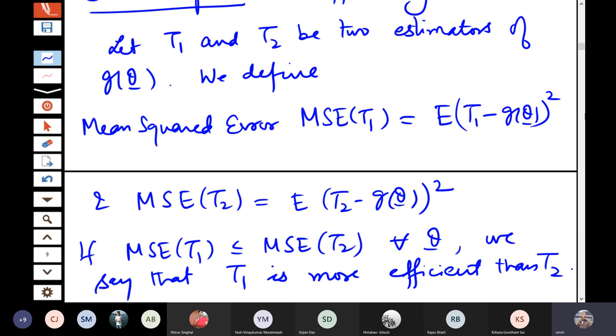Why we are saying that we should use T1 compared to T2 is because if you take more and more observations, the variability of T1 is less compared to the variability of T2. So variability is an important criteria that we consider. So of course, apart from unbiasedness and consistency, we can also check this property here. Next we come to the methods of estimation.